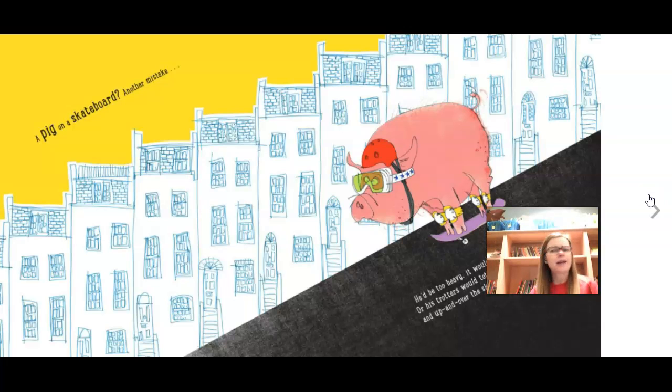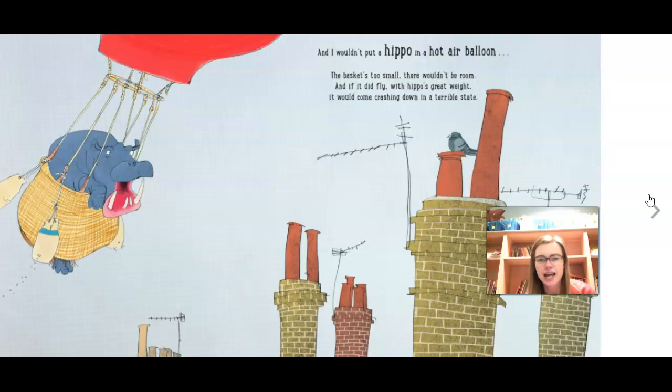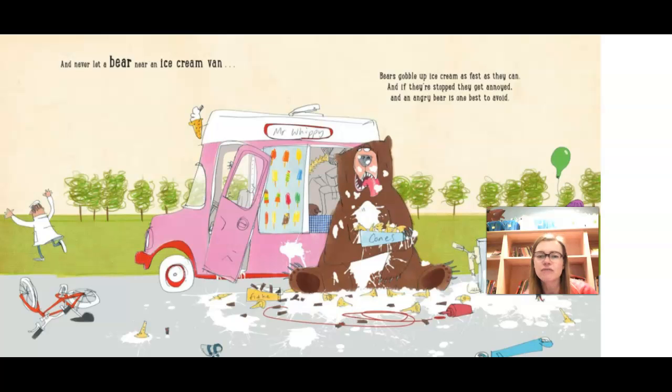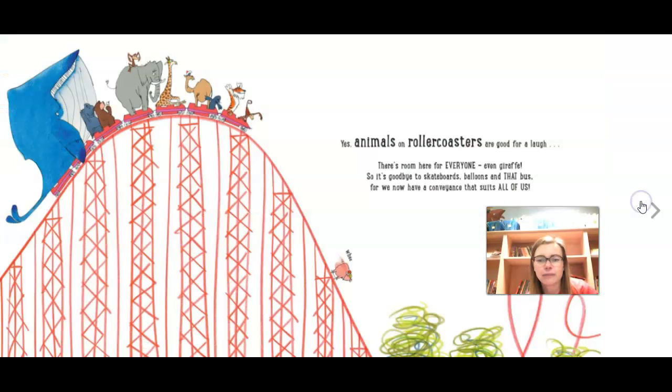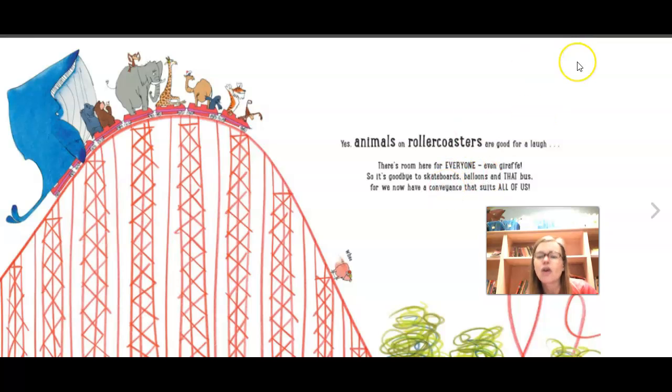A pig on a skateboard, another mistake. He'd be too heavy, it would probably break, or his trotters would totter, unable to grip, and up and over the skateboard would flip. And I wouldn't put a hippo in a hot air balloon. The basket's too small, there wouldn't be room. And if it did fly with hippo's great weight, it would come crashing down in a terrible state. And never let a bear near an ice cream van. Bears gobble up ice cream as fast as they can. And if they're stopped, they get annoyed. And an angry bear is one best to avoid. Then how can we travel? The animals shout. How can we animals get carried about? What's the best vehicle? We haven't a clue. Well, I've got an idea. Yes, animals on roller coasters are good for a laugh. There's room for everyone, even giraffe. So it's goodbye to skateboards, balloons, and that bus. For now, we've found a conveyance that suits all of us.